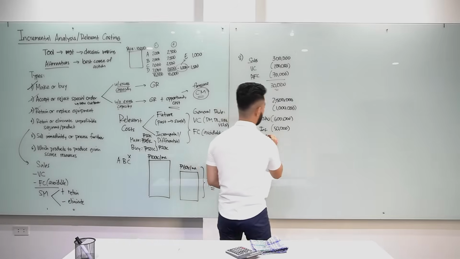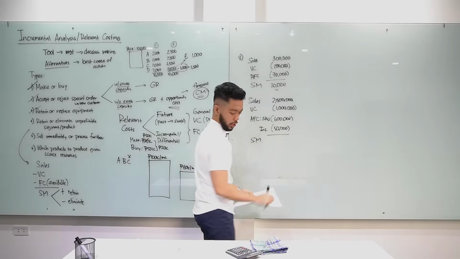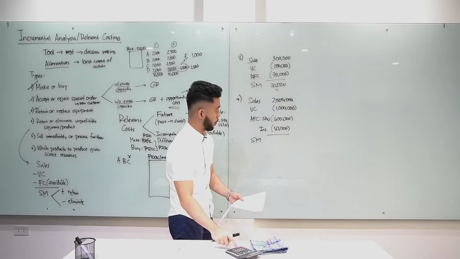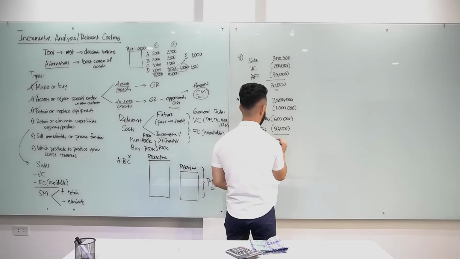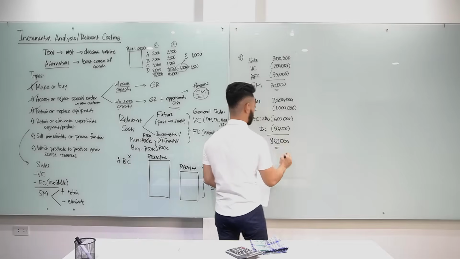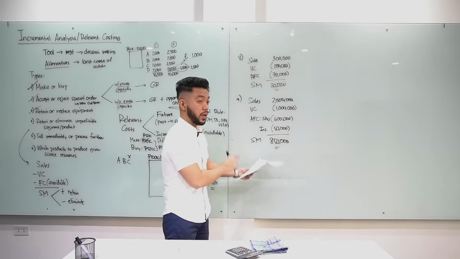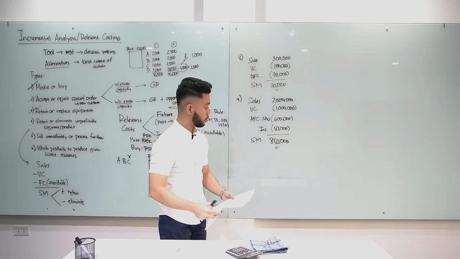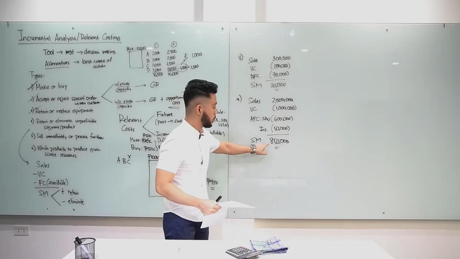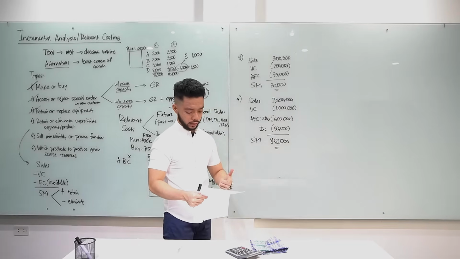So, tignan natin, class. Let's compute the segment margin. 2.5 million minus variable cost of 1 million minus 600,000 minus 50,000. Answer mo dito, class, is 850,000. O, sige, tanungin ko kayo. Ano gagawin mo dun sa branch? Do you eliminate or continue? Continue mo kasi positive 850,000. That's why, ang sagot mo dito, class, for number 9 is letter A.